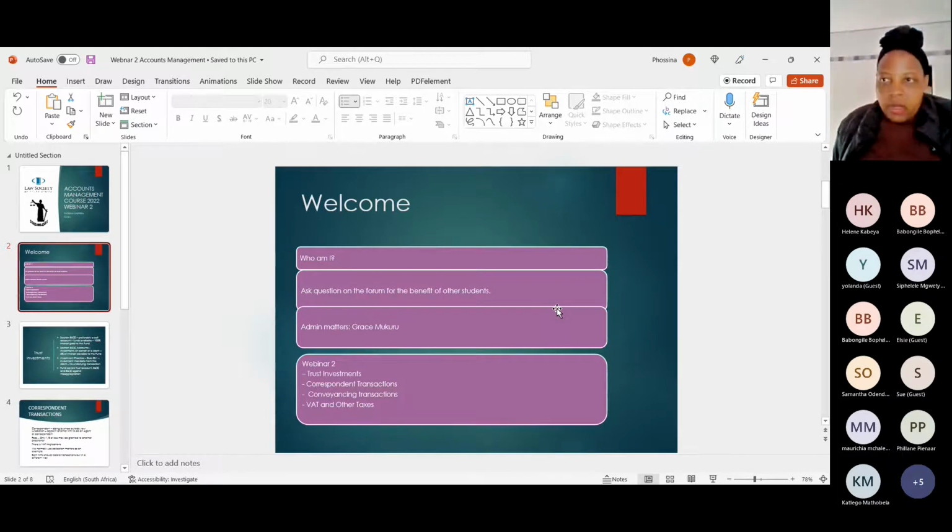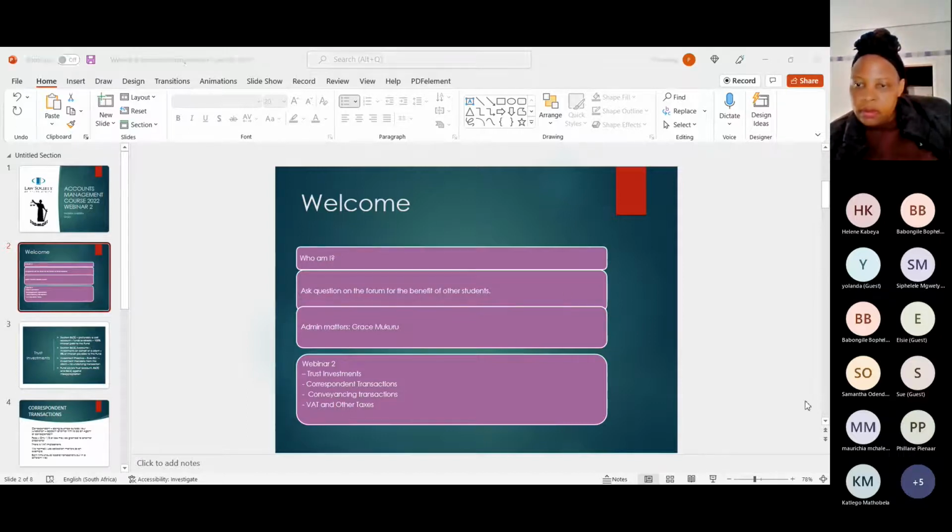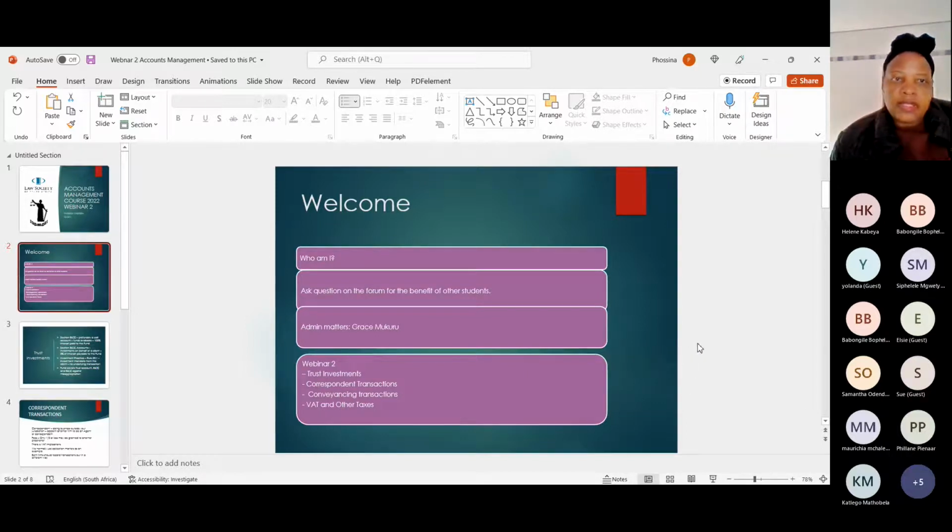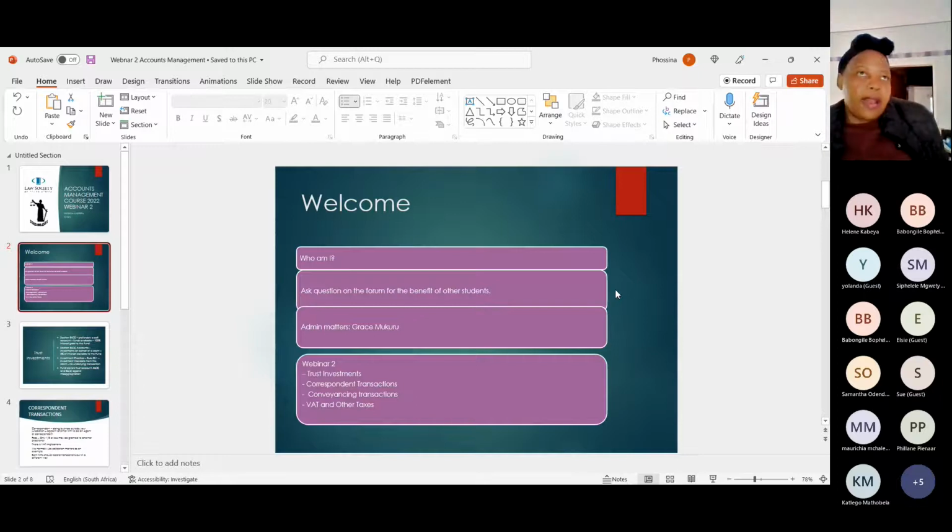Next, we are going to have a look at trust investments. We are going to have a look at correspondent transactions, conveyancing transactions, and VAT and other taxes. This is what is going to form part of assignment 2, though you find it's an accounting question.